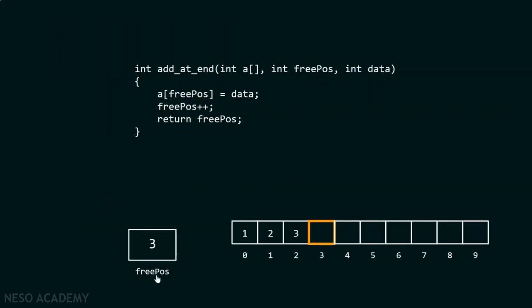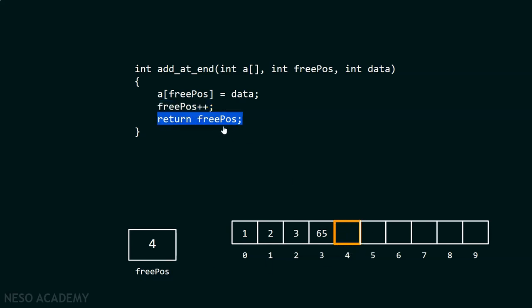Here you can see this is free pose and this is an array. In the first step, what we are doing here is that we are actually using this free pose as an index to put the data within that empty slot. So A[free pose] = data means that we go to that particular index and we will store the data within that index. So here this will get updated by 65. After that, we will increment the free pose by 1, which means that now it is incremented to 4. This means that now the empty slot is at index number 4.